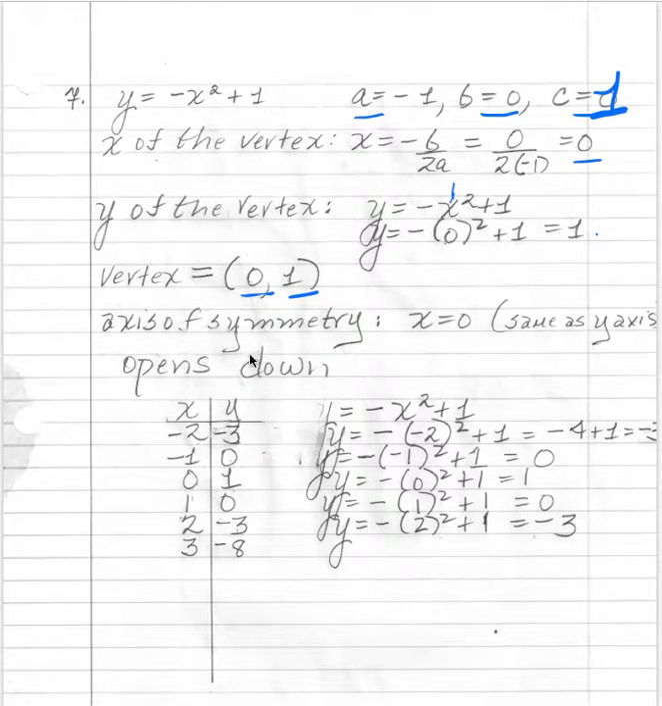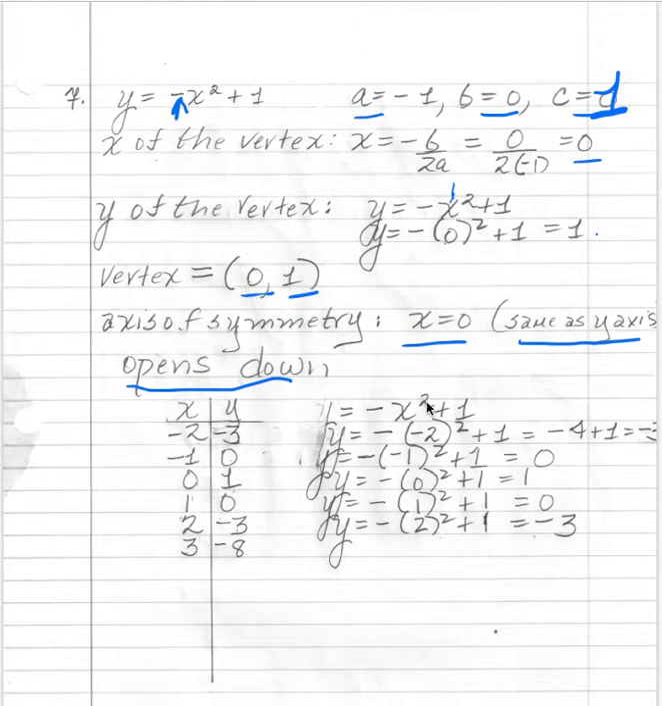Our axis of symmetry is going to be x equals 0, the vertical line around which the parabola will be symmetrical. And in this case, x equals 0 is really the same thing as the y-axis. Because our leading coefficient is negative, it's -1, that means our parabola is going to open down.